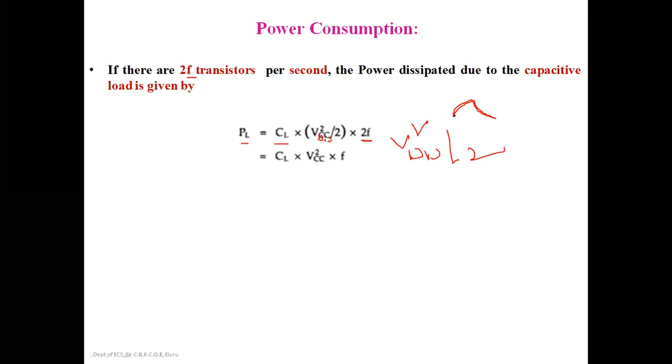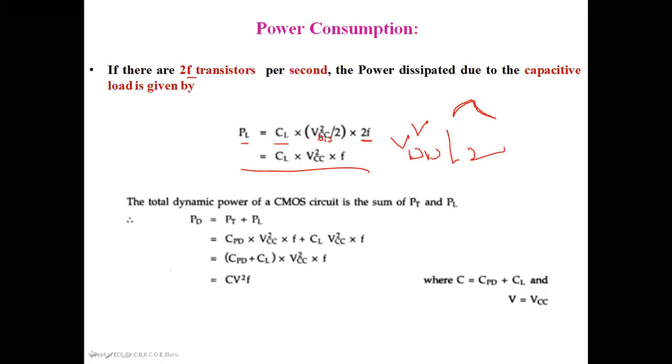So for the capacitor charging and discharging, here it is the average, VDD square by 2. Here it is the power dissipation or the power consumption due to the capacitive load. Now, what is the total power consumption of the CMOS IC here?